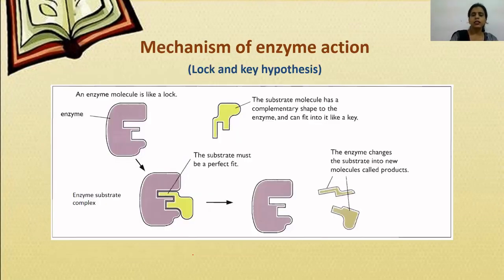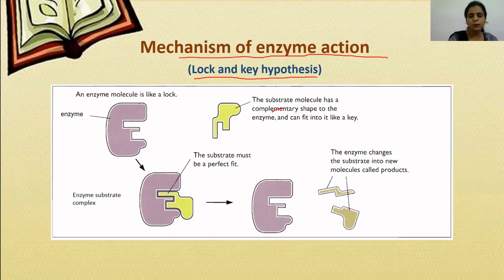Next, we will understand the mechanism of enzyme action. A very important topic from the exam point of view again. So, mechanism of enzyme action. The hypothesis which supports the mechanism of enzyme action is known as the lock and key hypothesis. You have seen a lock and key at your house. The lock acts like an enzyme, and the key acts like the substrate molecule.